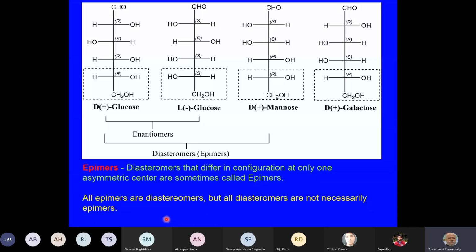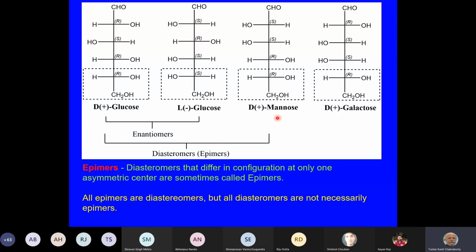So if you go back to D plus glucose and L minus glucose, they have the same molecular formula, they have the same mass, they will have the same NMR, IR, and many other properties. But one thing that will be different is that one of them will rotate the plane polarized light in the positive direction, the right hand side, and the other one to the left hand side.